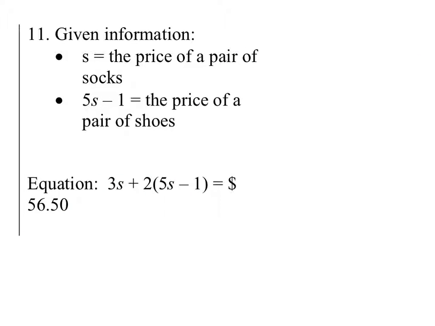Alright, given this information, the price of a pair of socks is S. 5S minus 1 is the price of a pair of shoes, sorry, I was reading it wrong. Well, the equation is 3S plus 2 times 5S minus 1 equals 56.50. So this one has distribution. So we have to be careful with what that represents and how to represent it in words as well.